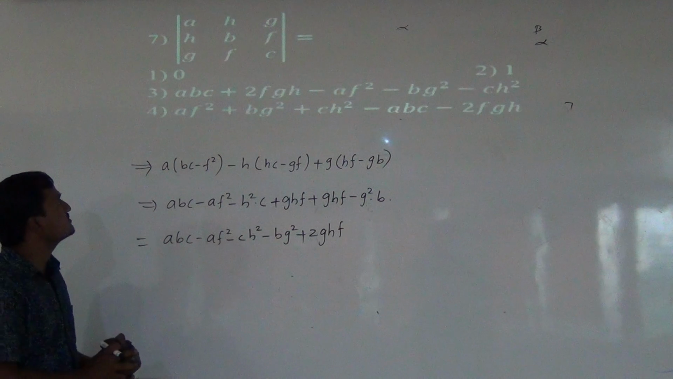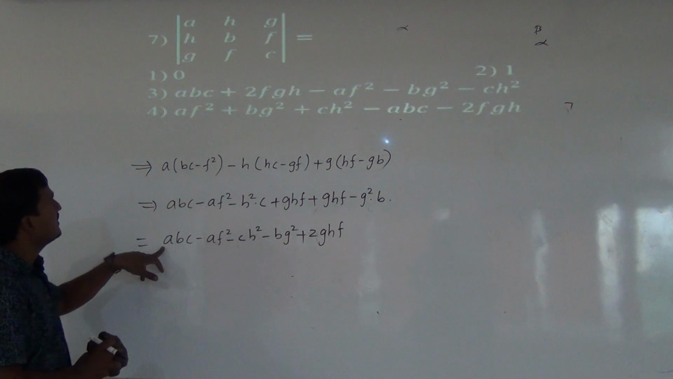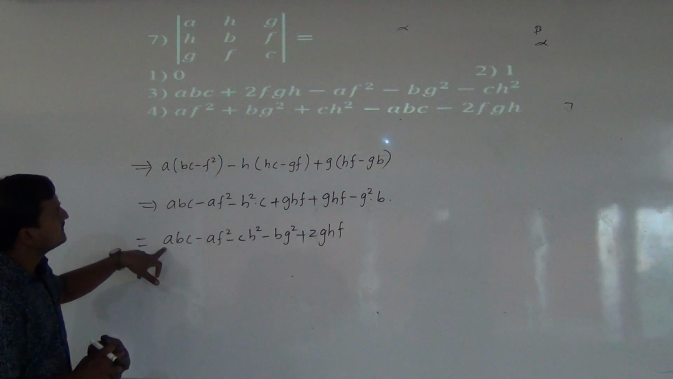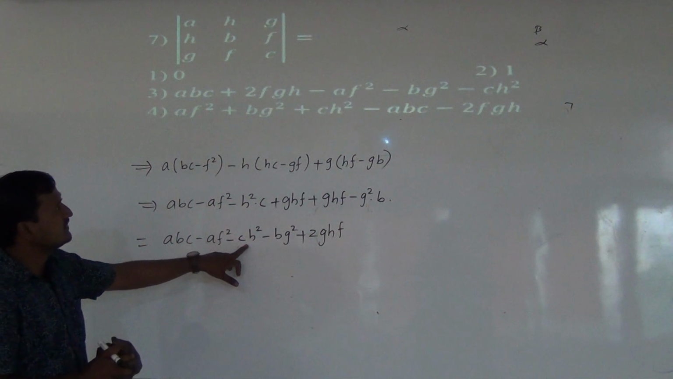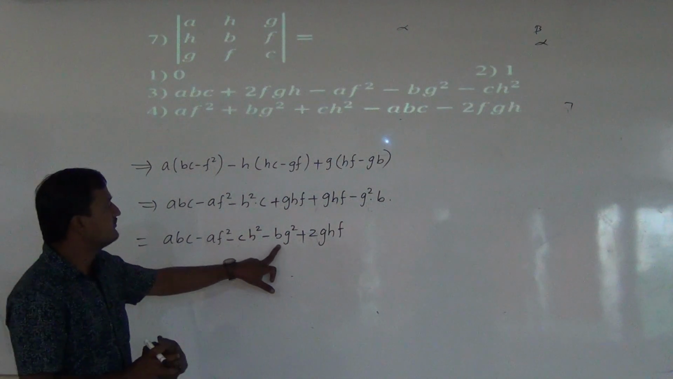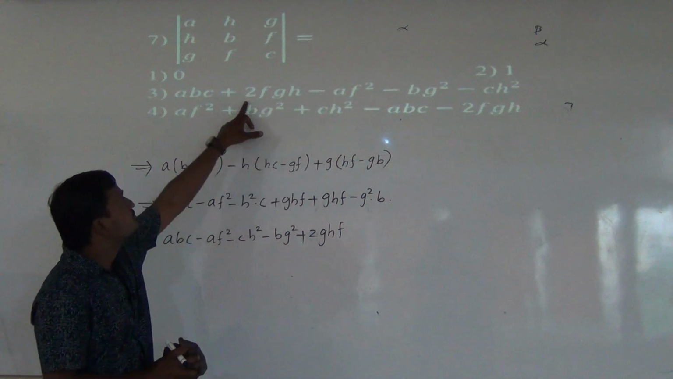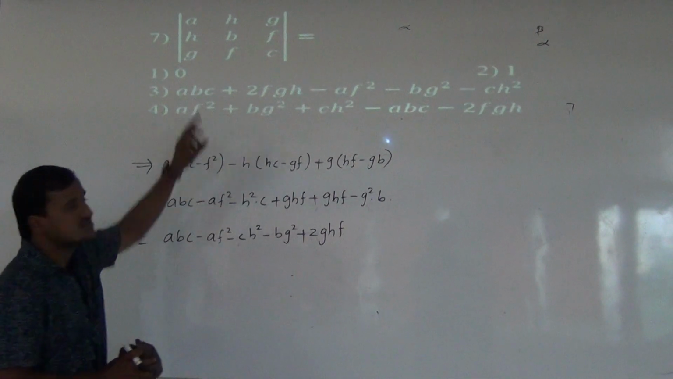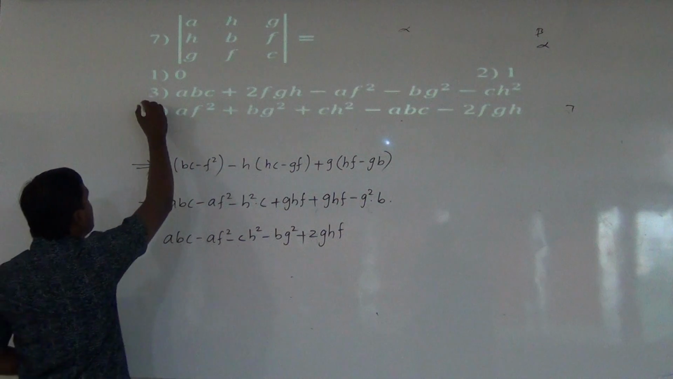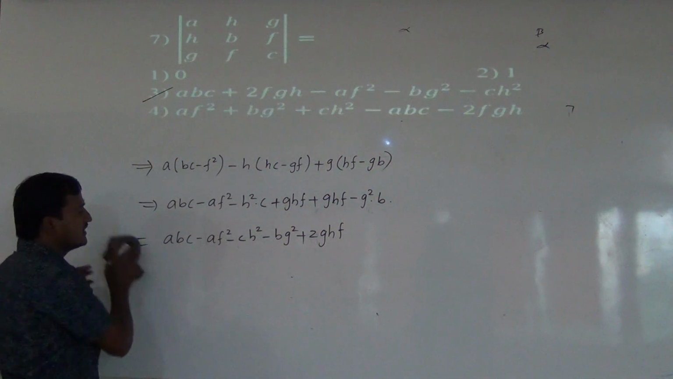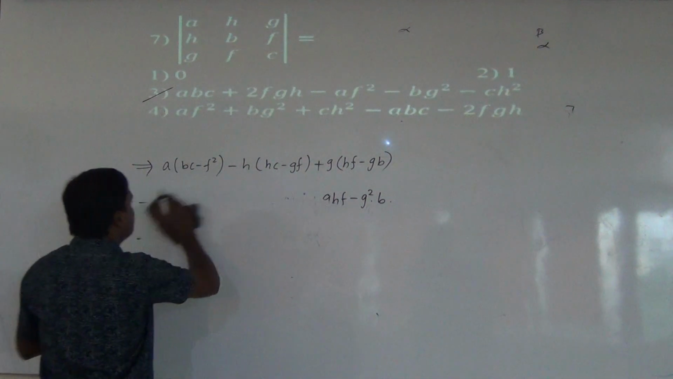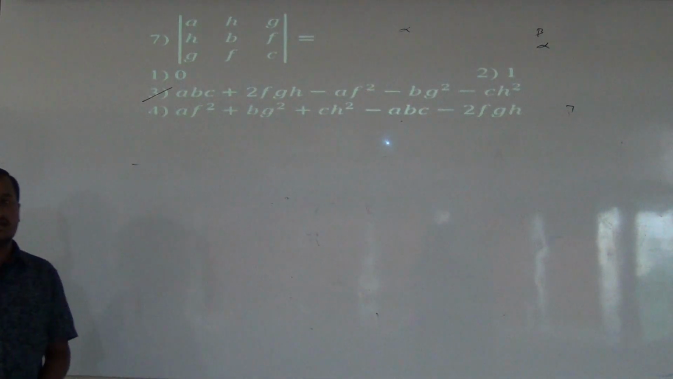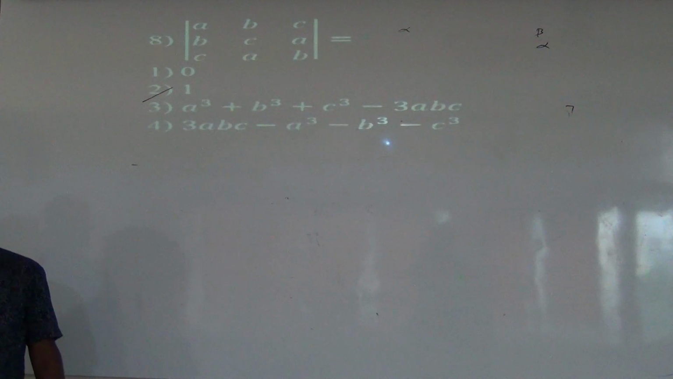So you have to check which one is the right one. ABC minus AF square minus CH square minus BG square plus 2FGH, or 2GHF, both are the same, and here it is ABC. So the third option is the right one. Here it is an expansion of the determinant, so you should know how to expand the determinant. We'll go for the next question.